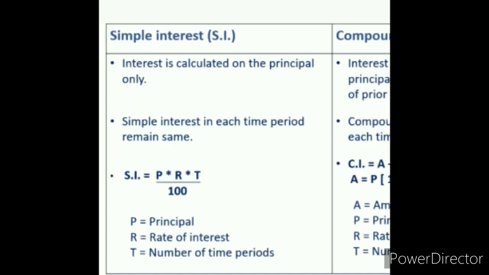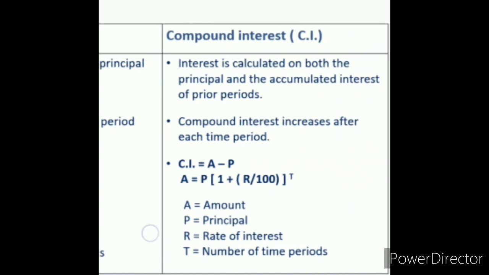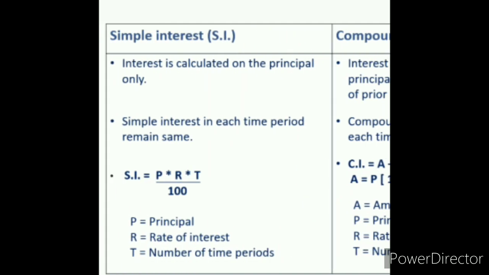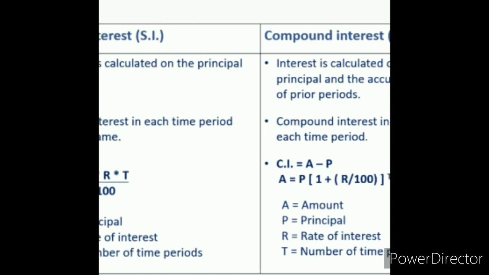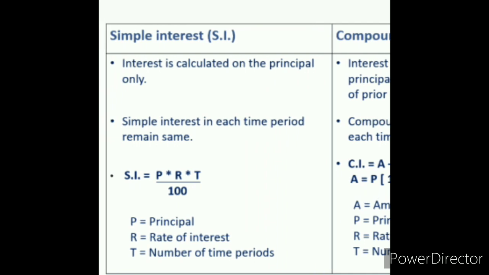Difference between simple interest and compound interest. Simple interest is calculated on the principal only, but compound interest is calculated on both the principal and the accumulated interest. The second difference: simple interest in each time period remains the same, but the compound interest increases after each time period. Means first year interest is added in the second year, but all the years the simple interest remains the same.